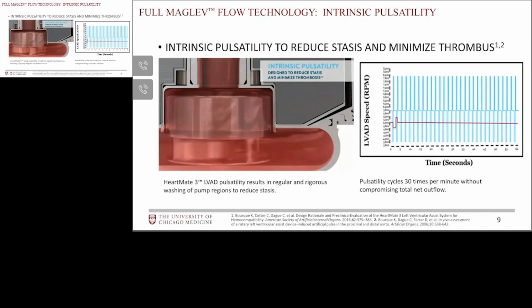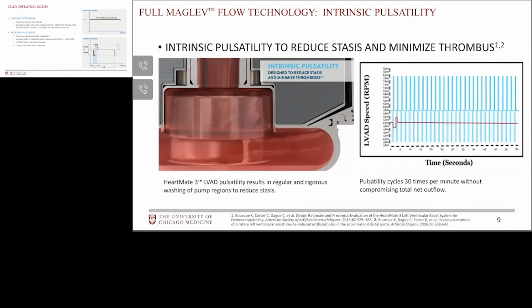This slide highlights the intrinsic pulsatility, also known as the artificial pulse, of the HeartMate 3. Again, we have a set speed that we as clinicians set, but every 2 seconds the rotor drops 2,000 RPM below the set speed, followed by a 2,000 RPM rise above the set speed, so a delta there of 4,000 RPM. This cycle repeats itself every 2 seconds to allow for improved washout of the rotor.